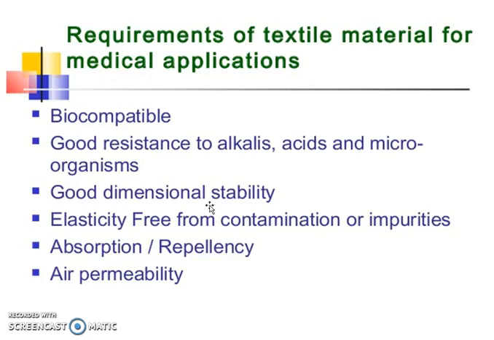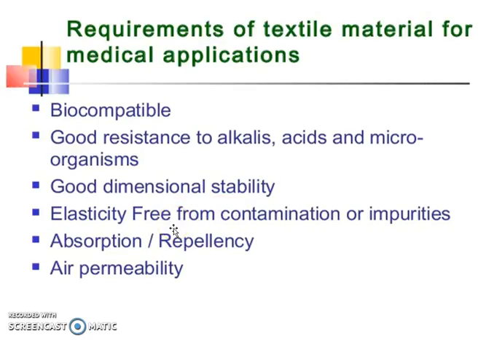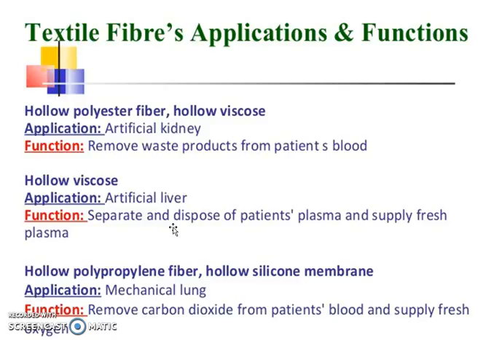So what are the requirements of medical textile for medical application? It should be biocompatible. It should have good resistance to alkalis, acid and microorganisms. It should have good dimensional stability, elasticity, freedom from contamination or impurities, and absorption, repellency, and finally air permeability. So what are the textile fibers that are used in medical textiles, their applications and functions?